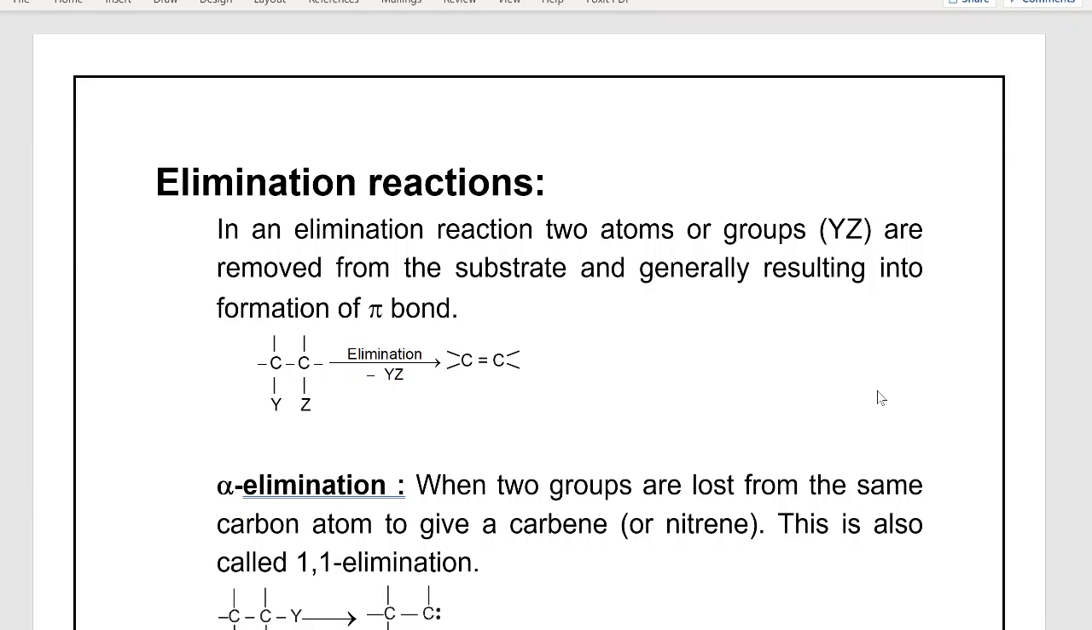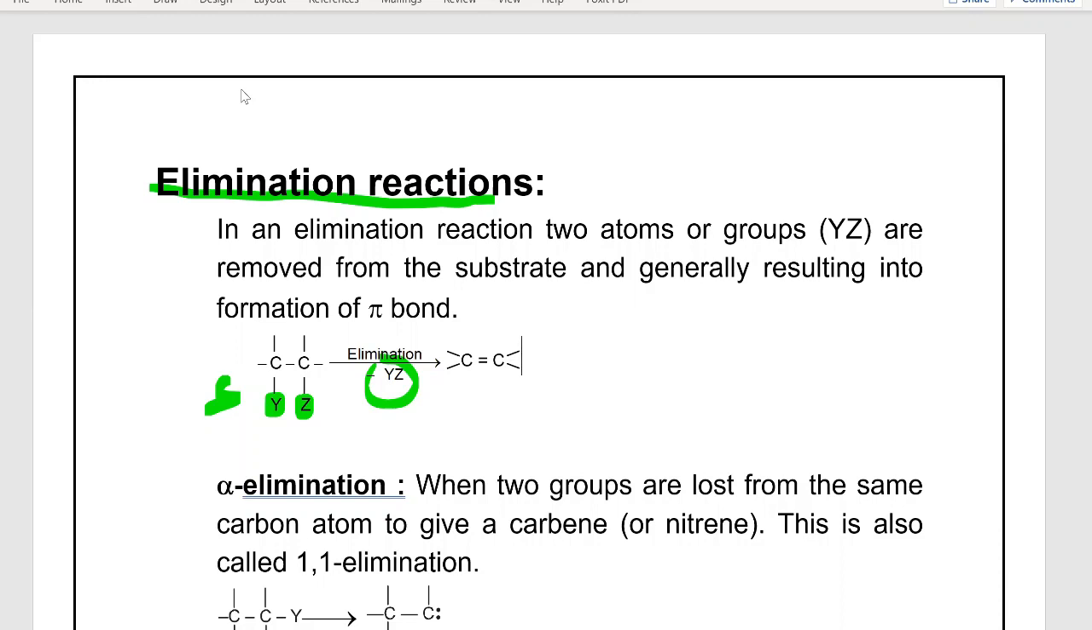So first, let me discuss elimination reaction. What is elimination? Generally, elimination means the removal of something. In this reaction also, we are removing two atoms from adjacent carbon atoms. Here we can say Y and Z. I am removing Y and Z from the substrate to give a new product called alkene. So in this reaction, we have removed YZ from the substrate, and we have got alkene.